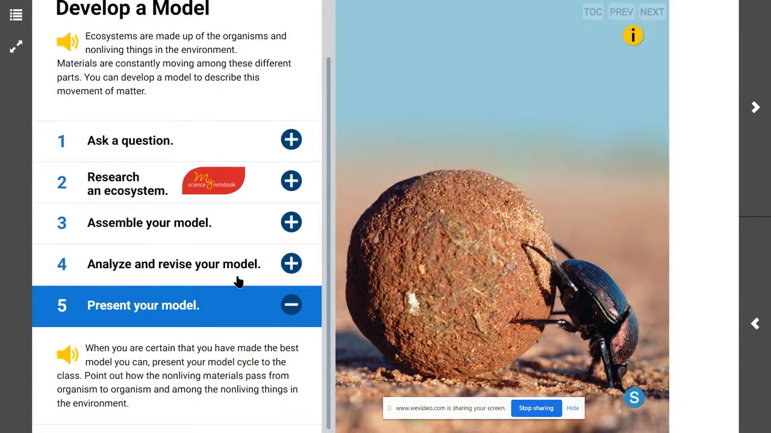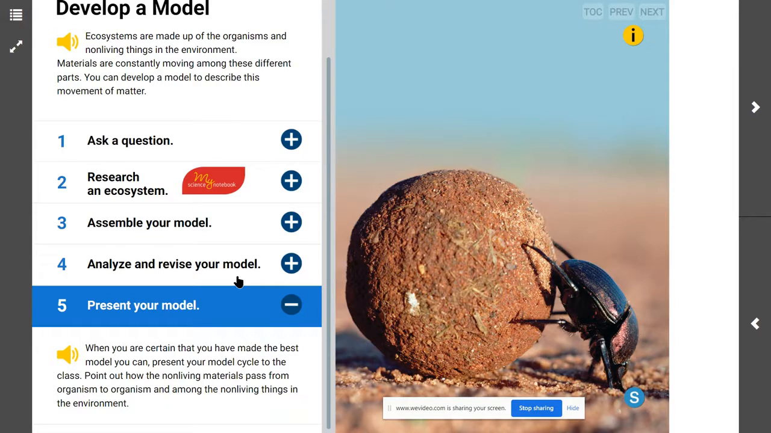When you are certain that you have made the best model you can, present your model cycle to your class. Again, many of you are going to present this in multiple different ways, so you will have to talk with your classroom teacher on how they want it presented. And it might just be that they want you to present it to your own family. So be prepared to present to whoever is willing to listen, if that is your favorite pet or your favorite stuffed animal or your brother while he's asleep.